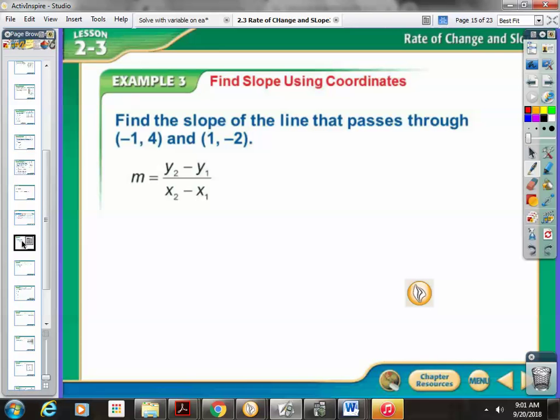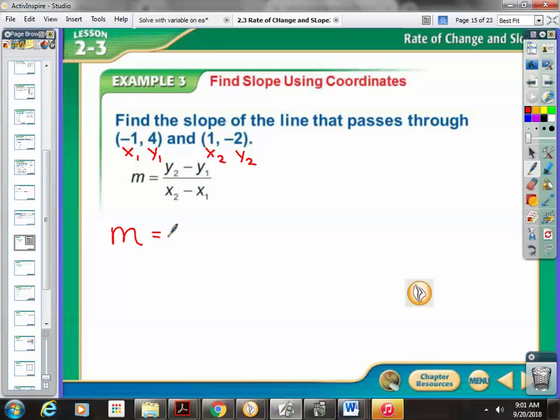In Algebra 1, when we were learning about slope, I asked you to label the ordered pairs. One of them as x sub 1 and y sub 1. And the second ordered pair is x sub 2 and y sub 2. Please go ahead and do that. And we're simply going to substitute into our formula and evaluate. M is the variable that's used for slope. So we'll say m equals.